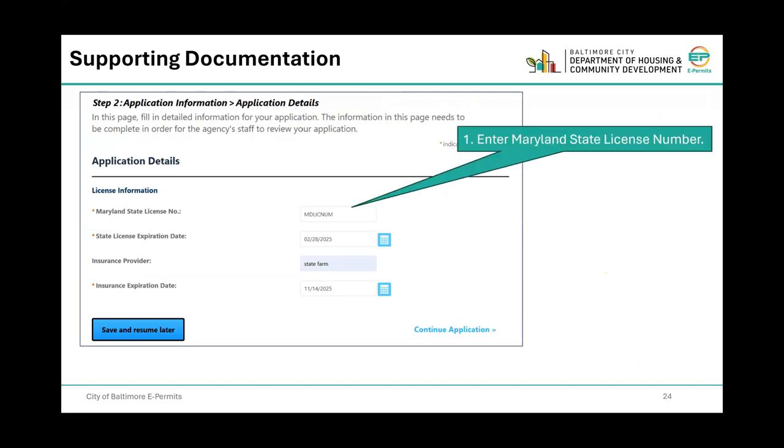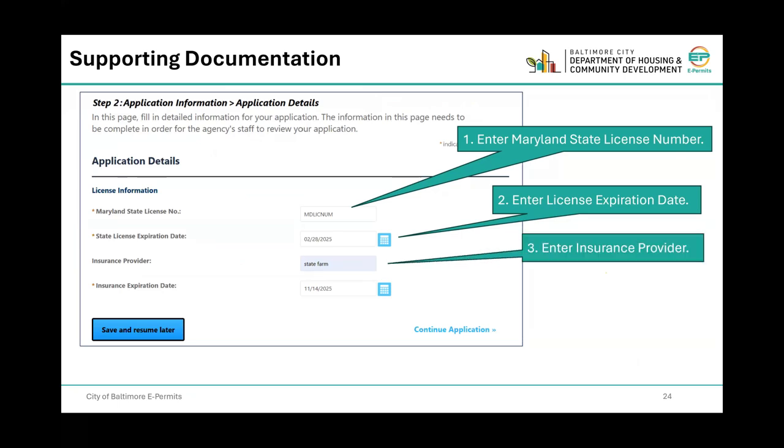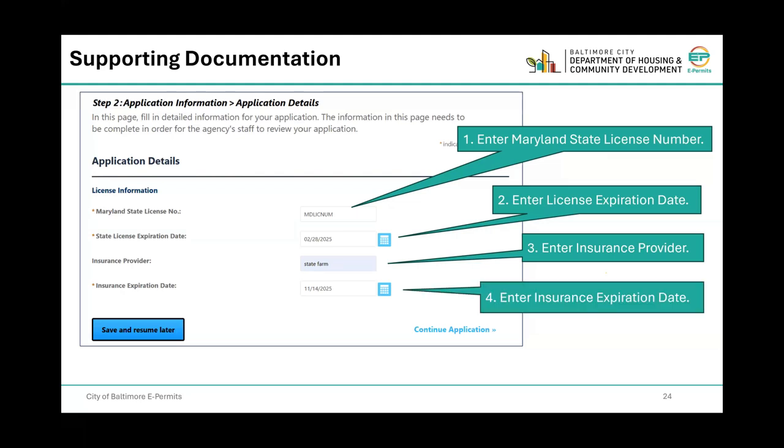Enter the Maryland state license number, the license expiration date, an insurance provider, an insurance expiration date, and then click continue application.